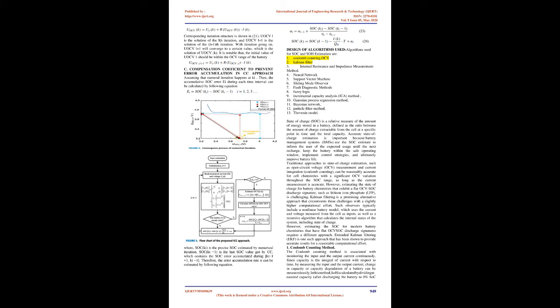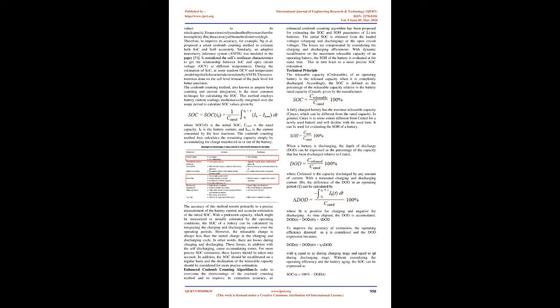UOCV_l is the solution of the l-th iteration, and UOCV_{l+1} is the solution of the (l+1)-th iteration. With iteration going on, UOCV_{l+1} will converge to a certain value, which is the solution of UOCV,k. It is notable that the initial value of UOCV,1 should be within the OCV range of the battery. Use a compensation coefficient to prevent error accumulation in the CC approach. Assuming that numerical iteration happens at key points, then the accumulative SOC error during each time interval can be calculated by the following equation.